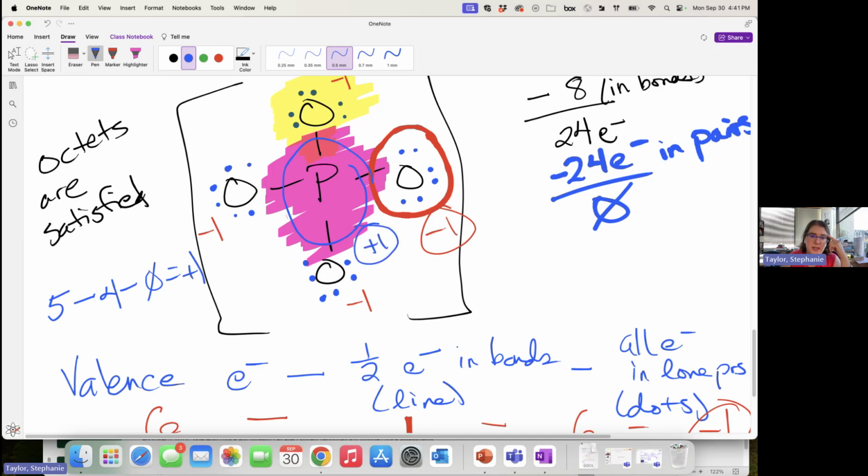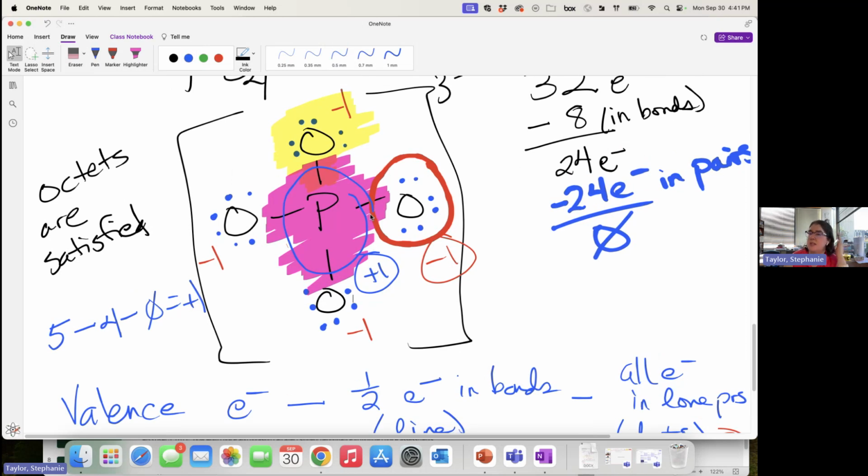So one of the things that I can see is because I have positives and negatives in the same structure, I should try to make the structure better than this. It's entirely possible that this is the best we can do, but I need to check, I need to see.